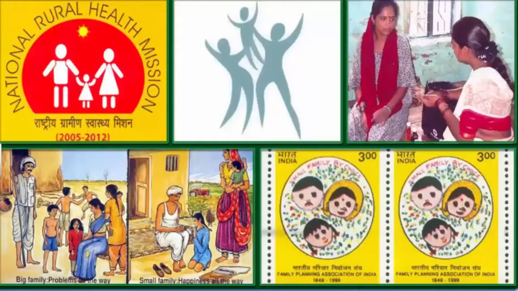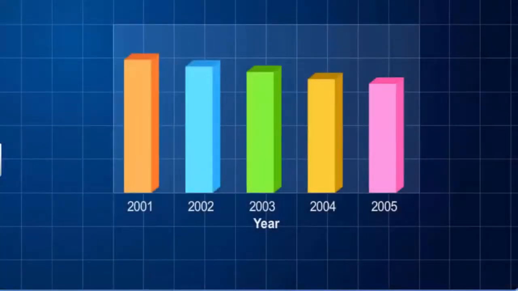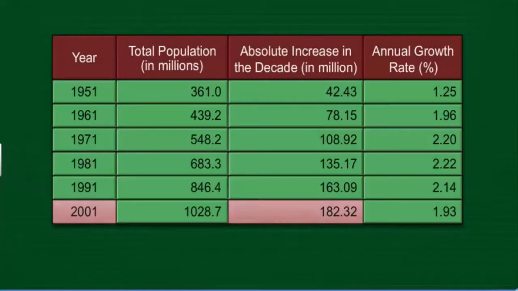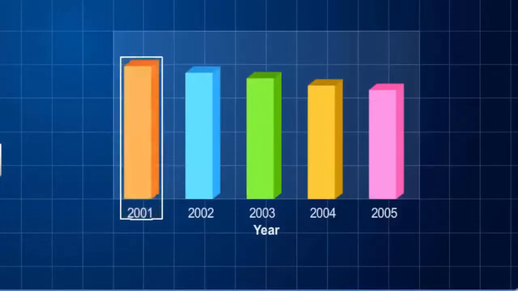The declining trend of the growth rate indicates positive results in birth control efforts undertaken by the government. During this period, birth rates declined rapidly. Despite the decline, the absolute increase in population was 182 million by 2001. Thus, a whopping 182 million people were added to the total population in the 1990s. This was an addition larger than ever before.